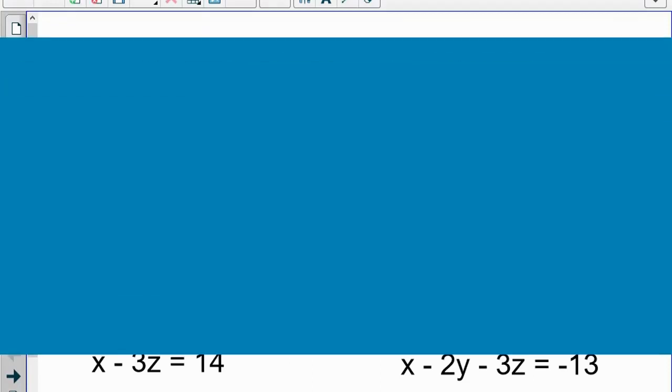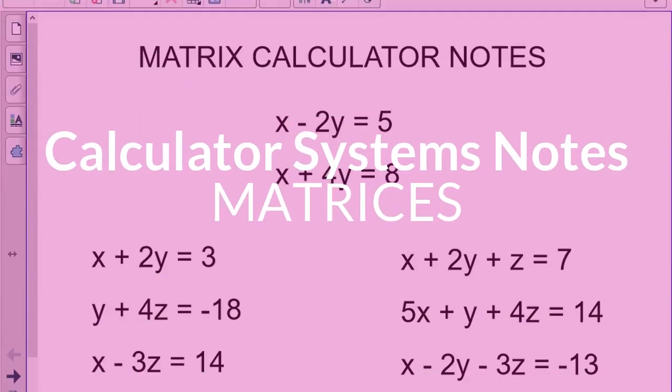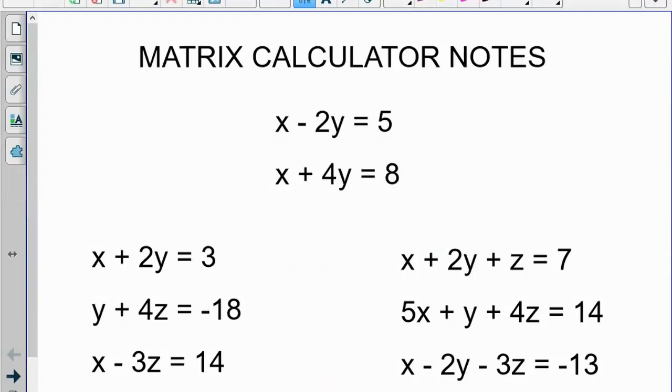I will teach you how to use your calculator in order to solve systems of equations using augmented matrices. So let's take a look at the first system. It is a 2 by 2 system: x minus 2y equals 5, x plus 4y equals 8. We can write this as what is called an augmented matrix.